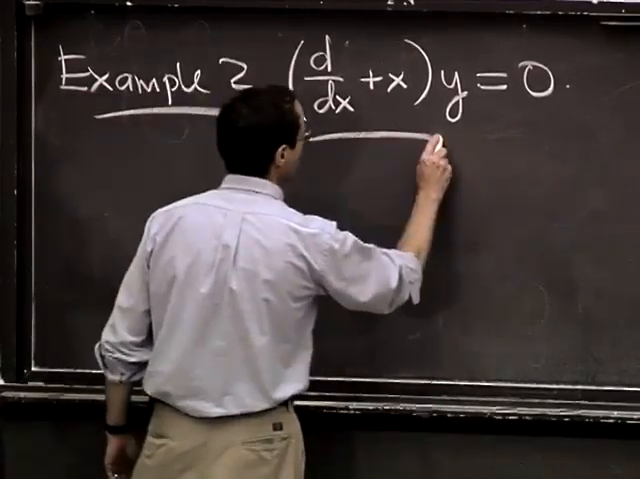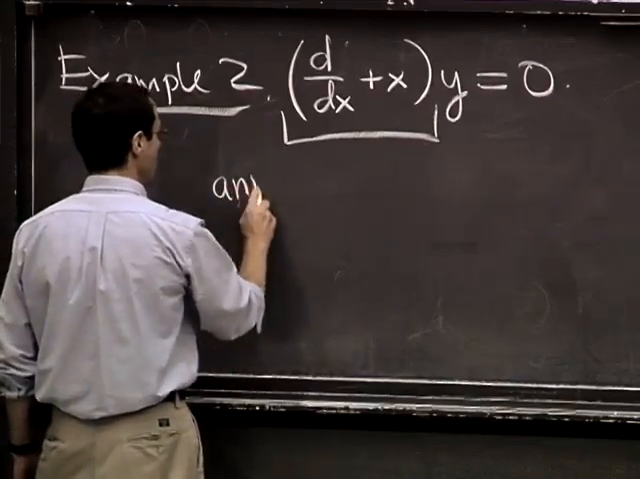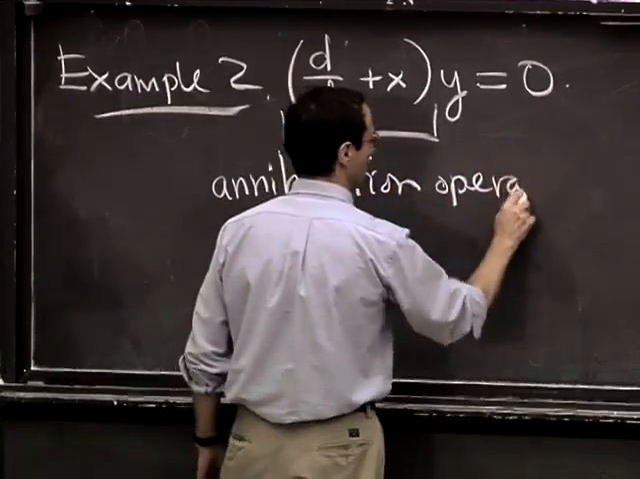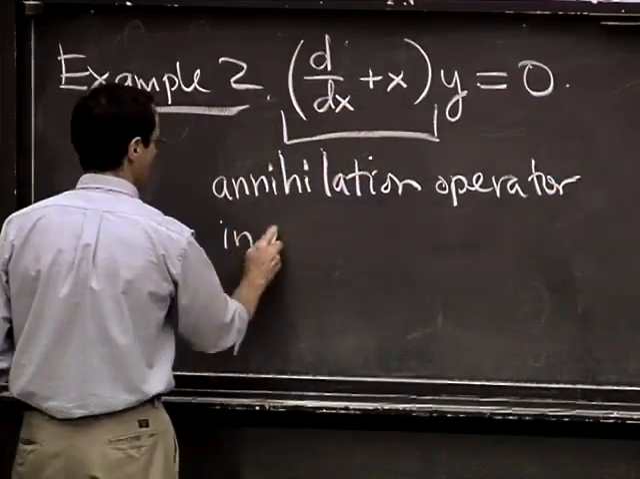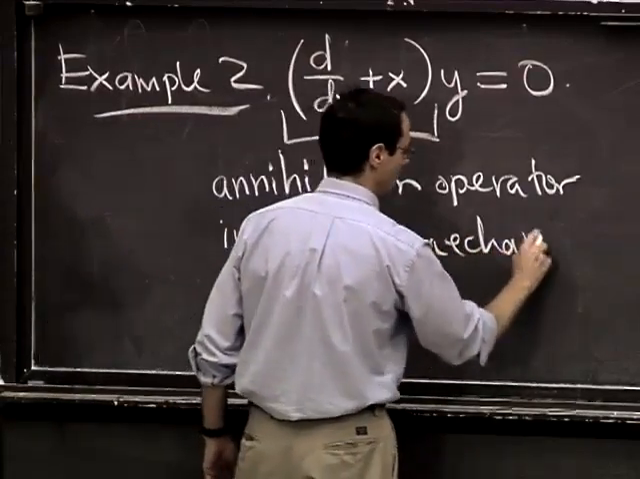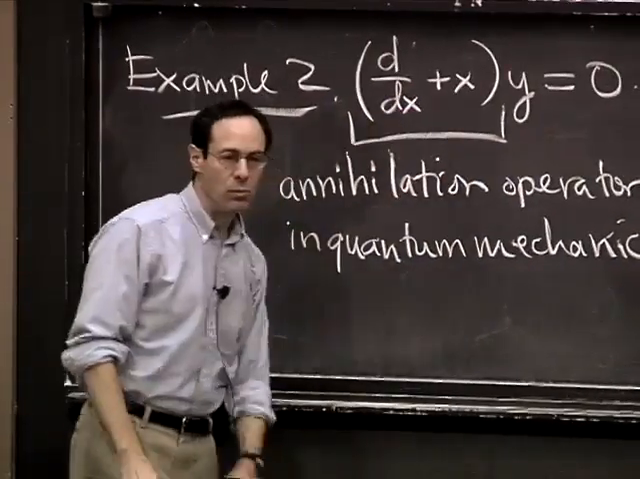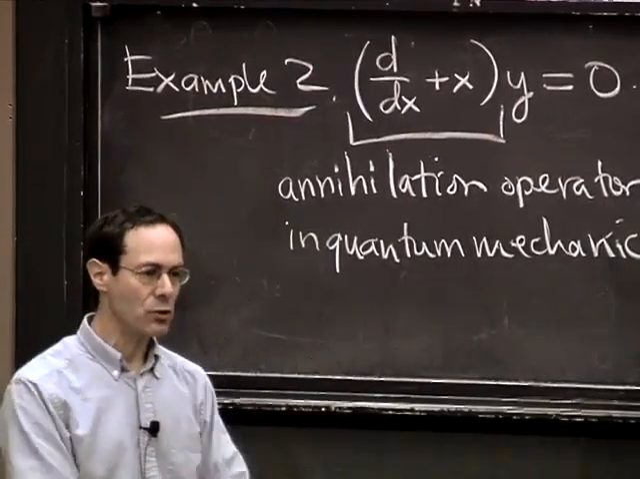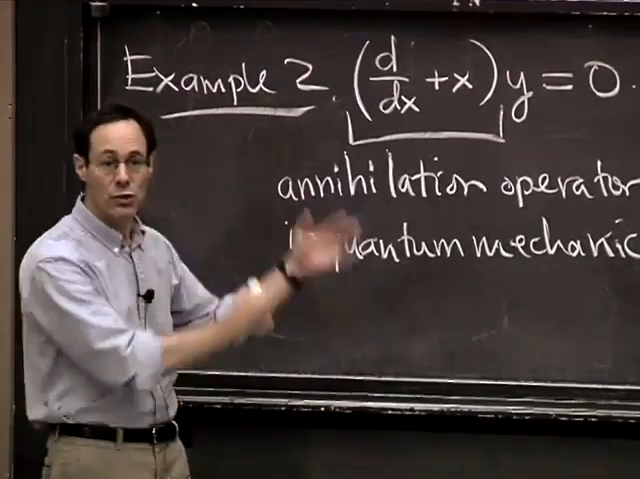This operation here has a name. It's called the annihilation operator. And it's called that in quantum mechanics. And there's a corresponding creation operator where you change the sign from plus to minus. And this is one of the simplest differential equations. The reason why it's studied in quantum mechanics at all is that it has very simple solutions that you can just write out.